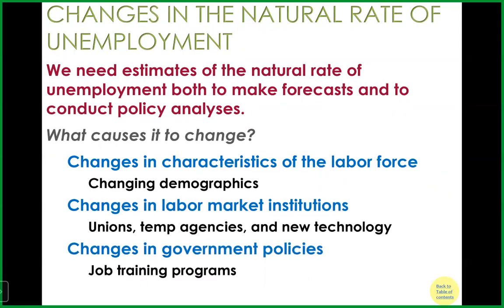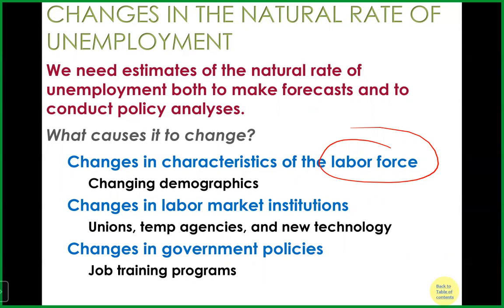Finally, we need to understand the natural rate of unemployment so that we have a better sense of how to do the policy analysis. But what causes the change in the natural rate of unemployment? Number one, changes in characteristics of the labor force. For the US economy, the biggest change is the retirement of the baby boomer generation. That is going to change the labor market quite significantly, right? Because the younger generation may have different preferences in terms of jobs.